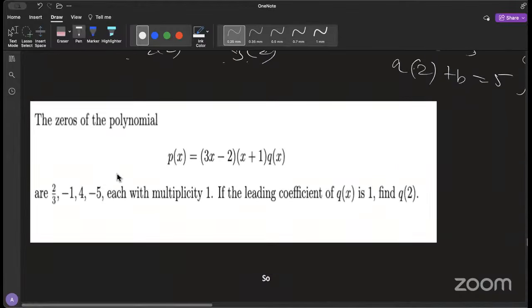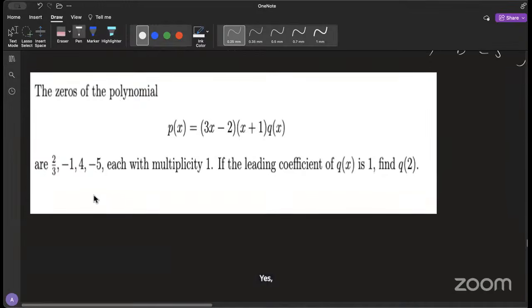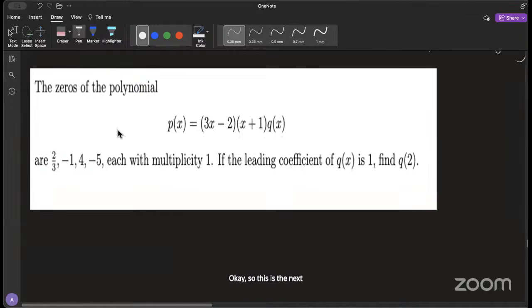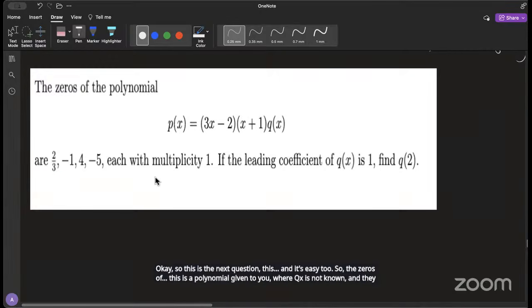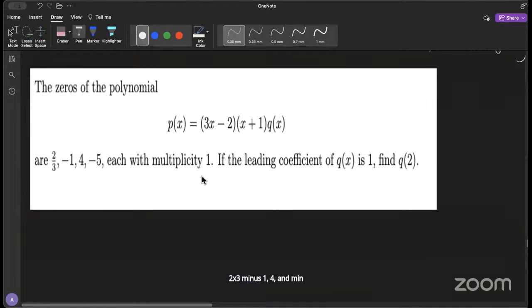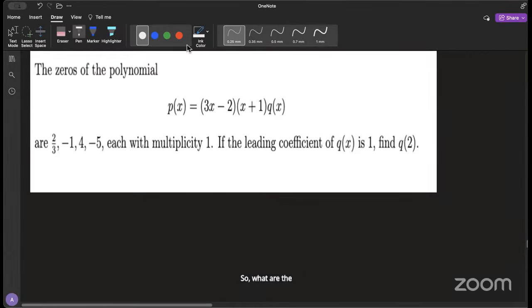So can we move to the next question? Yes, ma'am. Okay, so this is the next question, and it's easy too. A polynomial is given to you where q(x) is not known. They say that the zeros of this polynomial are 2/3, -1, 4, and -5, each with multiplicity 1. And if the leading coefficient of q(x) is 1, then you have to find q(2), the value of q at 2. So what are the zeros from here, from these two?